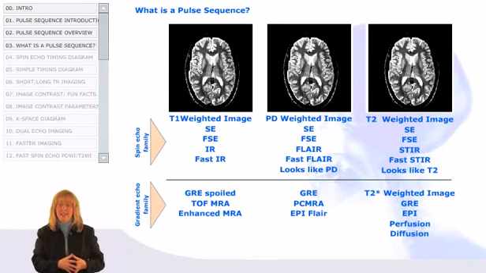So basically, there's a million ways to get the same type of information. And at the end of the day, most of the time, the decision is made by how good do you want it and how much time are you willing to spend acquiring the image.